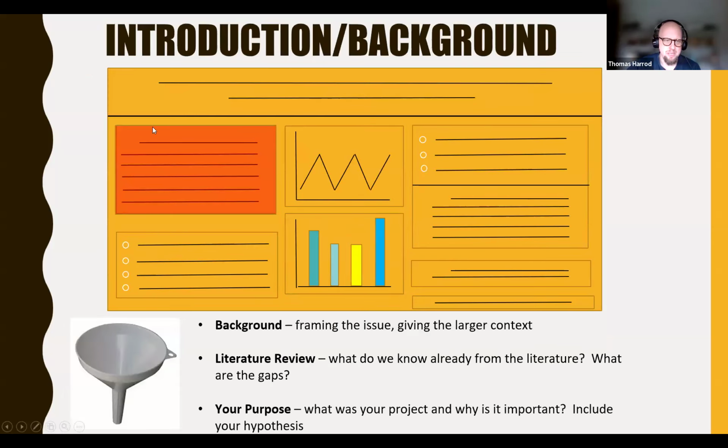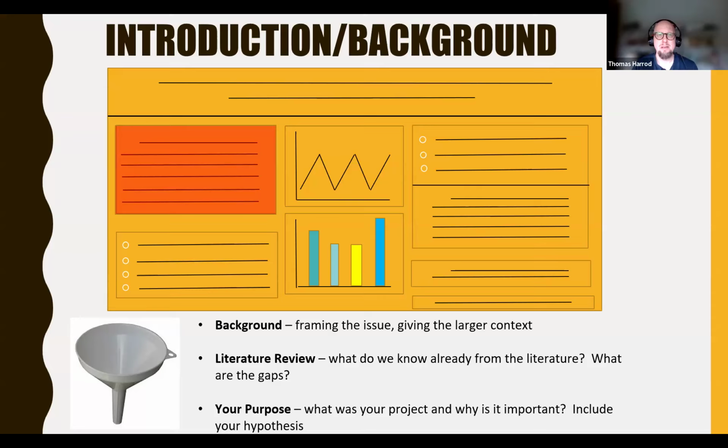The next part in the upper left, and these get read top to bottom, left to right, so the top left is the first part of it, is the introduction or background. So there's a number of things that you're trying to accomplish in this section. One is giving a background or a framing of the topic, giving a larger context. So you're trying to share with your audience why they should care about this topic.